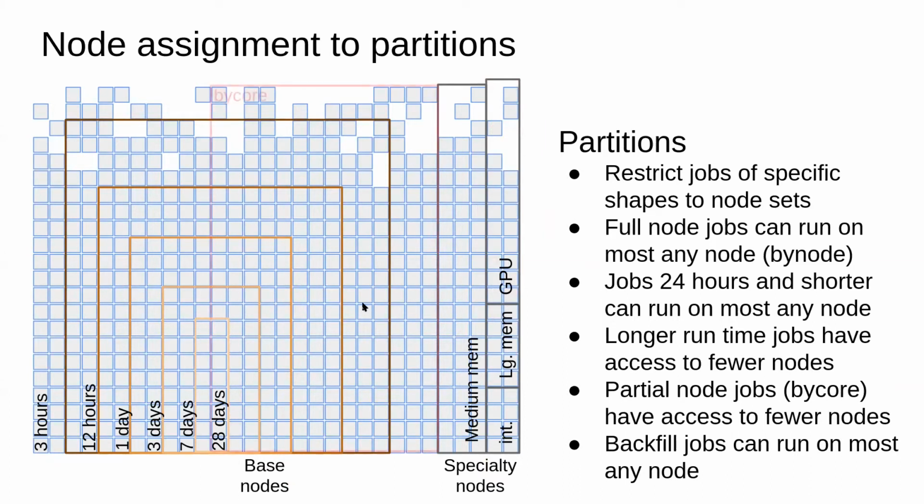Another thing, though, is that there is also this by core or by node differentiation. The general purpose systems currently prefer jobs that request an entire node or multiple entire nodes for themselves. This is referred to as by node partition. So if you're requesting just part of a node, or you're requesting part of multiple nodes, you actually have access to a smaller set of nodes to run on.